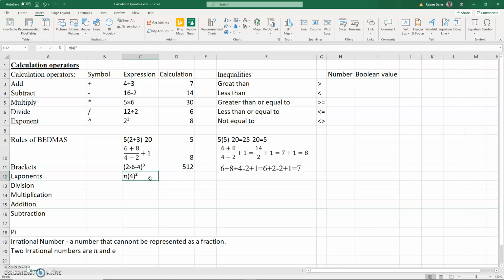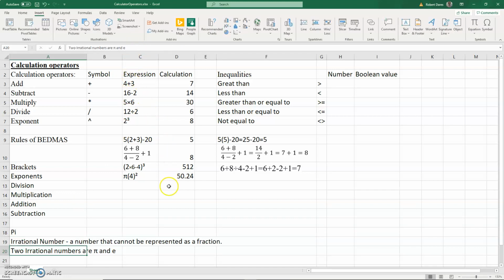When we get down to this question, how do we end up representing pi? Well, sure, we could put in equal to 3.14 times 4 exponent 2, and it'll give us a value. But I'd just like to emphasize that technically pi is what we call an irrational number. An irrational number is a number that cannot be represented as a fraction.